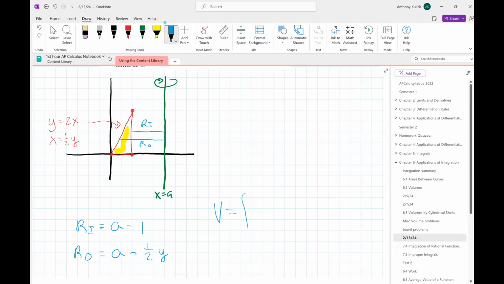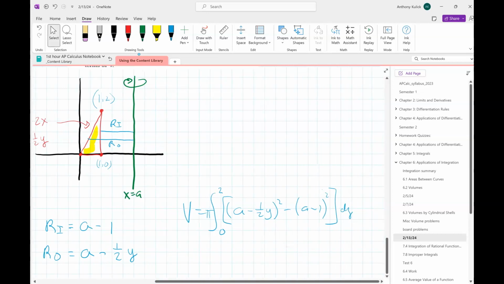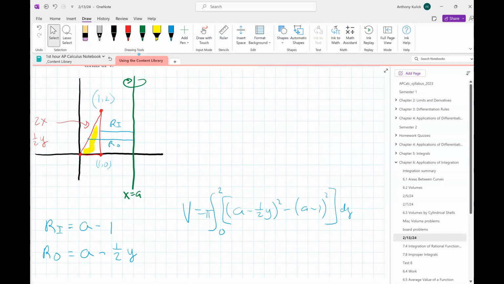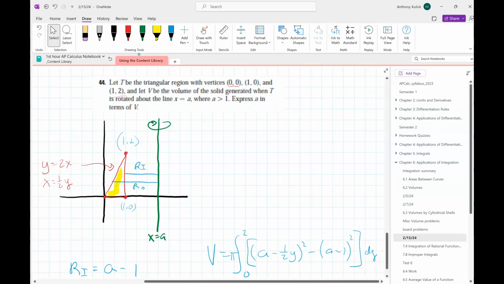So our volume is going to equal the integral from 0 to 2. How do I know 0 to 2? If we're integrating along the y-axis, I know the point was 1, 0, and the other point was 1, 2. Stick a pi out front there. Our outer squared minus our inner squared, dy. And then it asks for, what did it ask for here? Express a in terms of V.